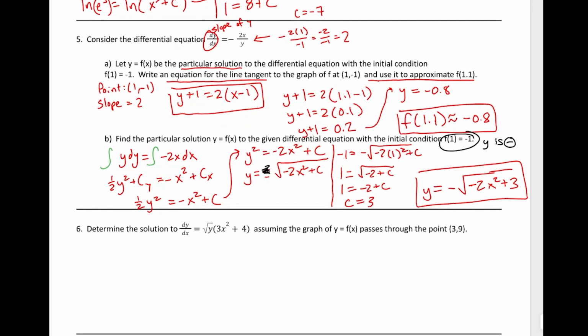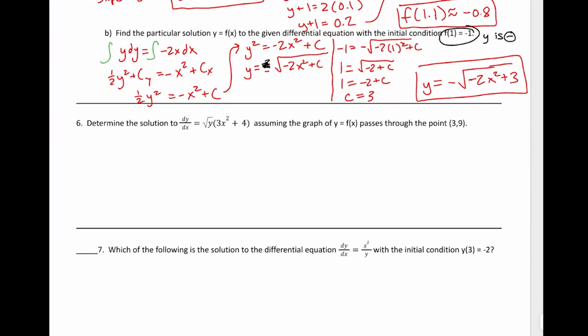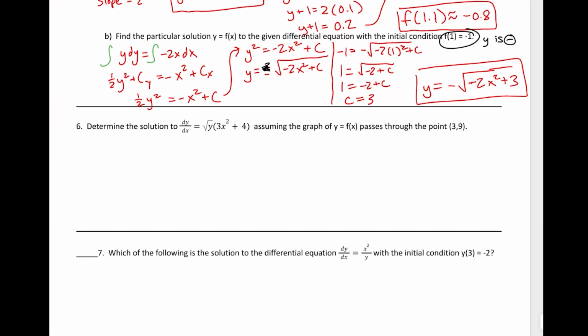All right, we only have a couple questions left here, number 6 and number 7. Let's start with number 6. Determine the solution. Okay, so we got another one of these. At this point, hopefully you know or at least have a pretty good idea of the steps that we're going to take to solve this. It's just going to be a matter of making sure that our algebra is good, and making sure we anti-differentiate correctly. So we do want to get our y's on both sides.